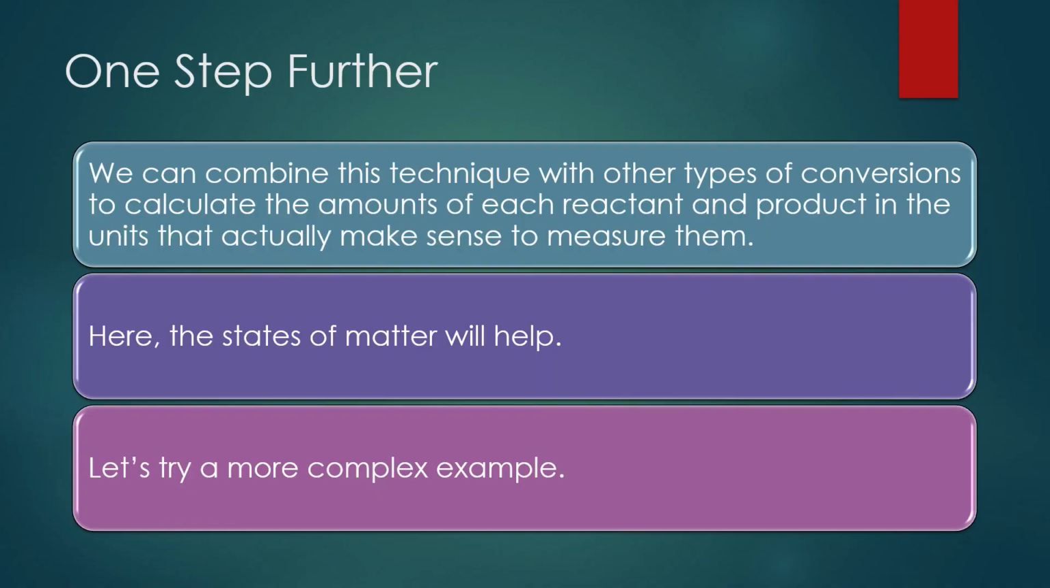We can combine this technique with other types of conversions to get to any unit that we want. This is important as it is unlikely you'll be measuring all of your substances in grams in a lab. The states of matter here will also become important, mostly to distinguish between volumes of liquid and volumes of a gas, which require different conversion factors.